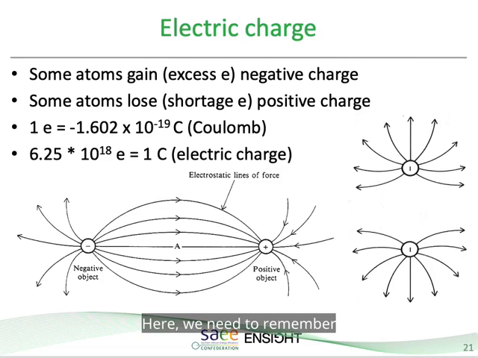Here we need to remember that conventional current flows from positive to negative, but electrons flow from negative to positive. Some atoms lose electrons, gaining a positive charge, meaning they've got a shortage of electrons, and some atoms gain a negative charge, meaning they've got an excess of electrons. Electric charge is measured in coulombs.